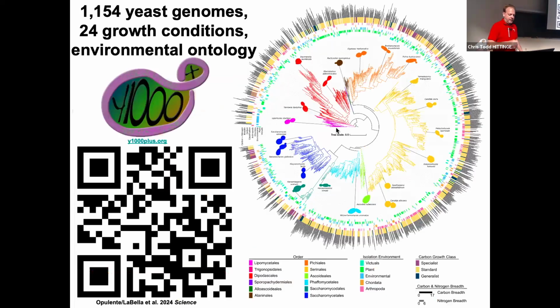Okay, so to resolve that paradox, we finished the project. We sequenced every known yeast genome, essentially. We also did quantitative growth curves on 24 conditions, 18 carbon sources and 6 nitrogen sources. We also created a new environmental ontology to describe in a hierarchical way, sort of like gene ontology, where all of the strains are coming from.